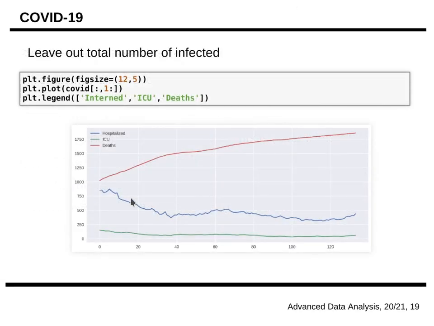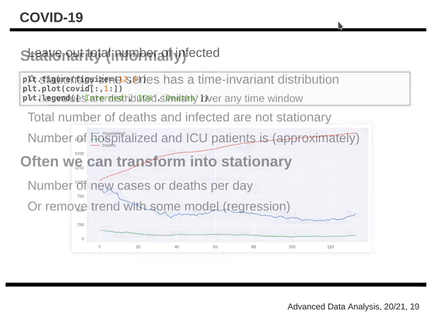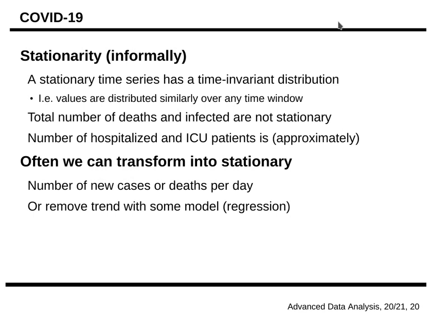Now here, maybe hospitalization is not exactly stationary, but we can clearly see that deaths, the total number of deaths, and the total number of infected people are not stationary because they are always increasing, we're always adding values there. So often you should convert the data into a stationary time series to help analysis. In these cases, we can, for example, consider the number of new cases or number of new deaths per day, because this should go up and down and not have this clear trend as the cumulative number has.